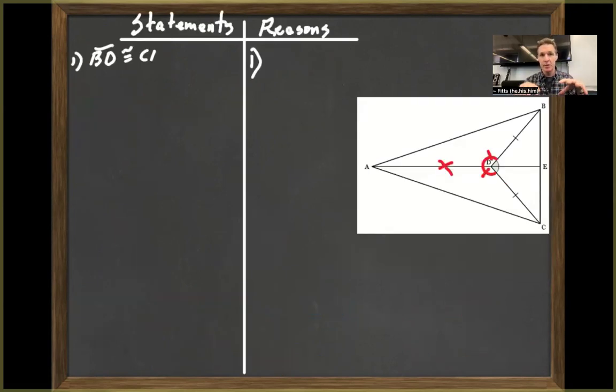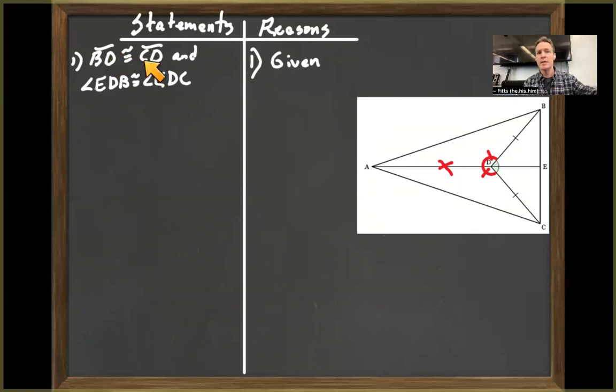So you're going to start with 2 columns, statements and reasons. Always start with your given information every single time. So you're just going to write out your given information. BD is congruent to CD, and angle EDB. That's the angle symbol, EDB. Remember, the vertex goes in the middle. And angle EDC, they're congruent. These green ones, EDB and EDC, that's given.